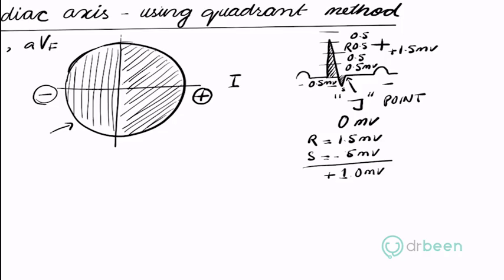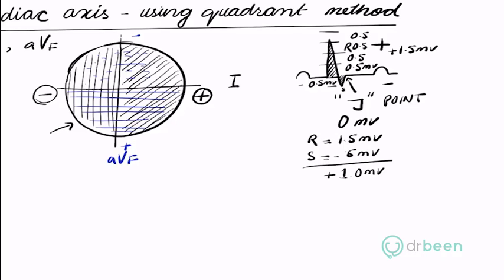Now let's also see AVF. We are going to draw that in blue color. AVF is this vertical line. Positive is down here and negative is here. What that means is that if AVF is positive, it is going to occupy this half, both quadrants. And if it is negative, it is going to be present in this upper half, in any one of these quadrants.